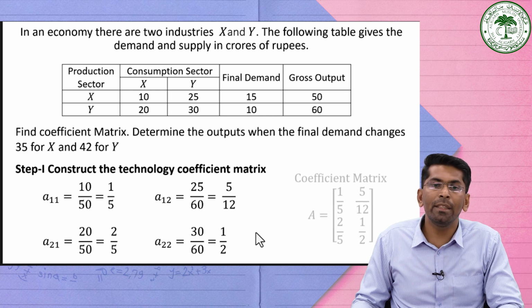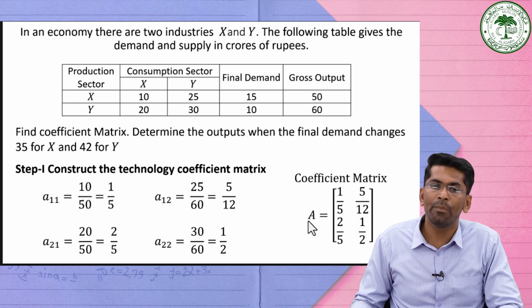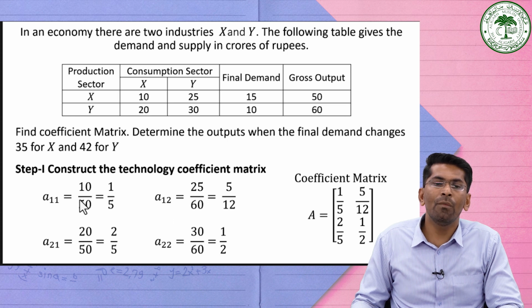So we are going to write the coefficient matrix in terms of A. The matrix A is equal to the coefficient matrix, which is A11, which is 1 by 5, A12, which is 5 by 12, A21, which is 2 by 5 and A22, which is 1 by 2. So this is the coefficient matrix.